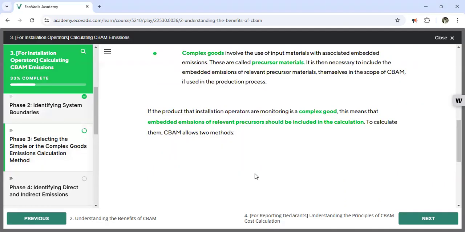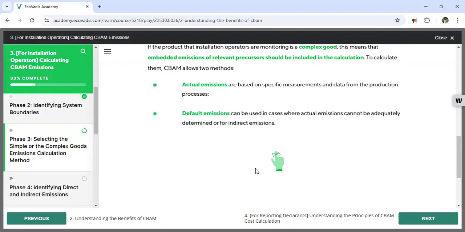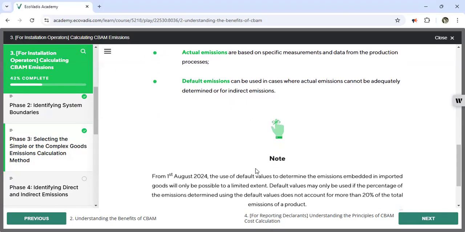It is then necessary to include the embedded emissions of relevant precursor materials themselves in the scope of CBAM, if used in the production process. If the product that installation operators are monitoring is a complex good, this means that embedded emissions of relevant precursors should be included in the calculation. To calculate them, CBAM allows two methods. Actual emissions are based on specific measurements and data from the production processes.